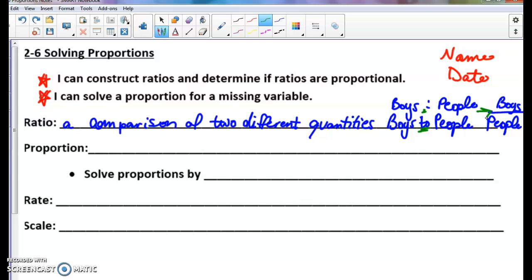So first things first, after our ratio, we have proportion, which is what we're mainly looking at today. So proportion is equivalent ratios.